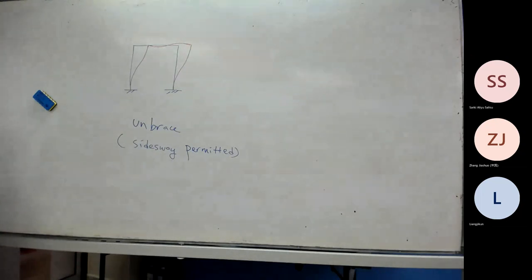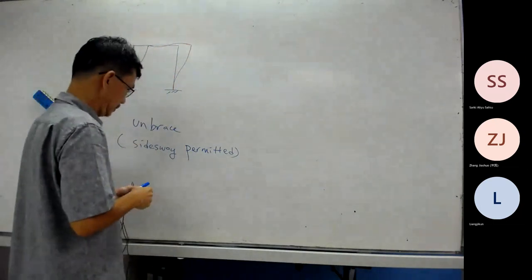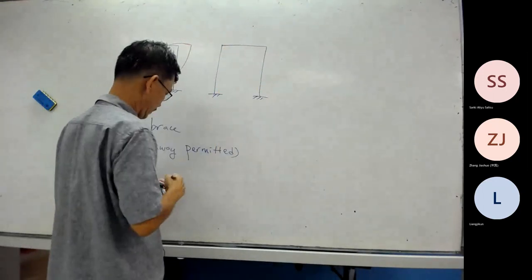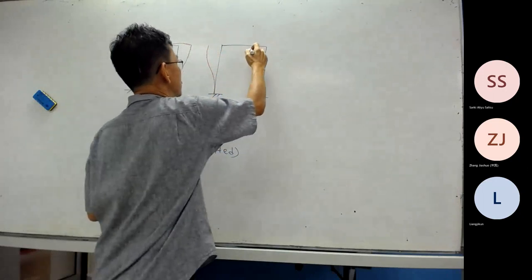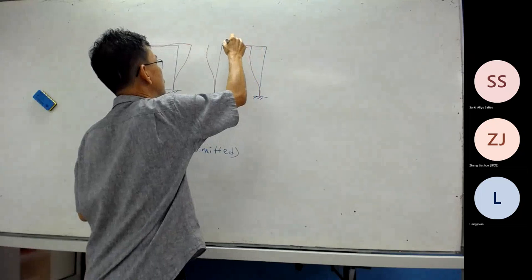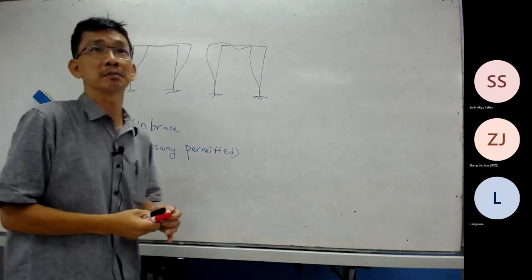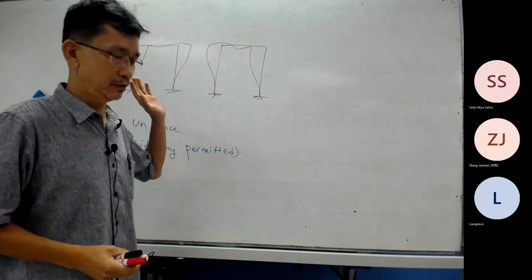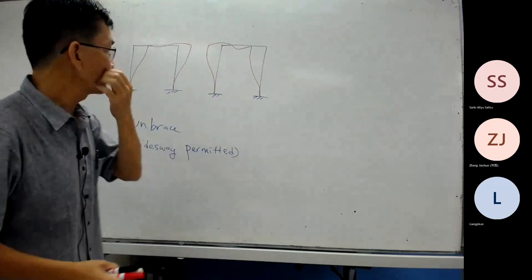Any other possibility for sway? They cannot have this one come like that. Okay. What about this one? How about this one? Yeah, they are the same. Okay, this is the same mode. It's like buckling mode, vibration mode, they are considered the same. Only this is positive, negative. Okay, so they are the same.